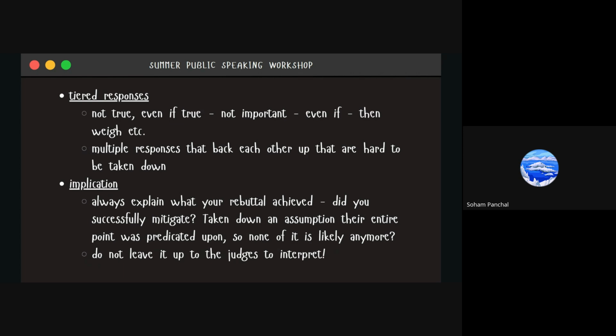Basically, the first point in tiered responses means that if the argument they have put is not true, if that has a reason, then you say that this is not true, and because of these specific reasons.